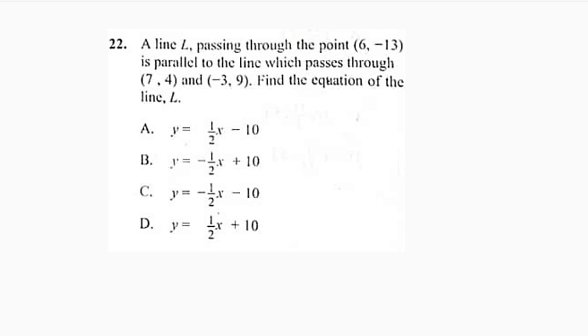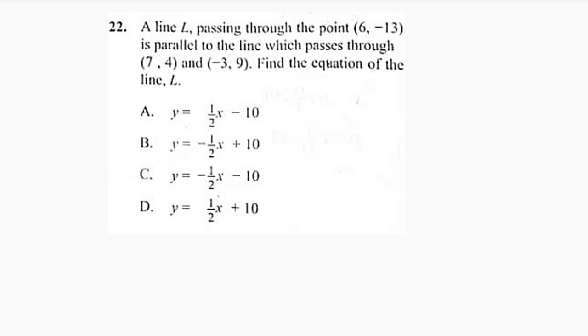All right, here is question number 22. The question reads, a line L passing through the point 6, -13 is parallel to the line which passes through the 2 points. You can see them here, 7,4 and -3,9. We are asked to find the equation of that line L, the initial line that passes through this point.